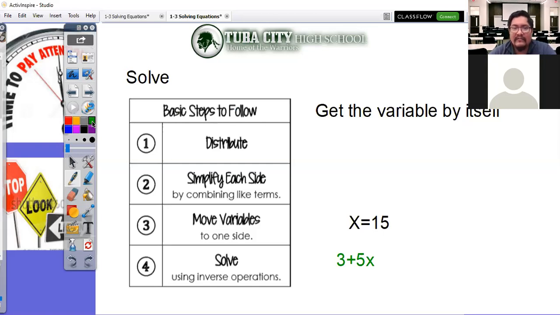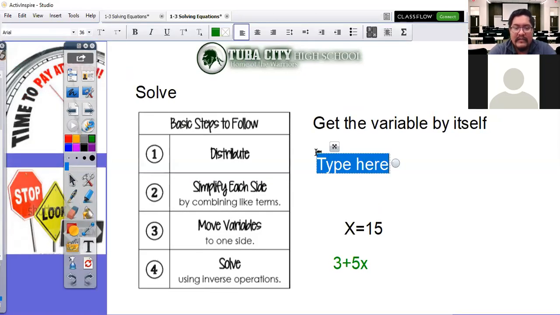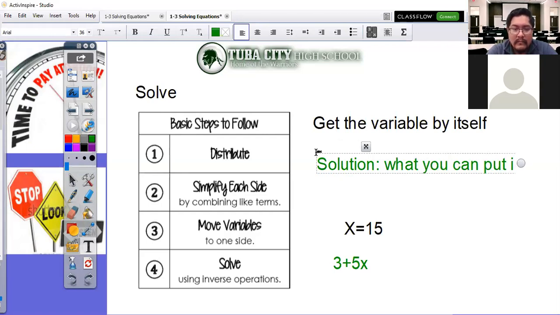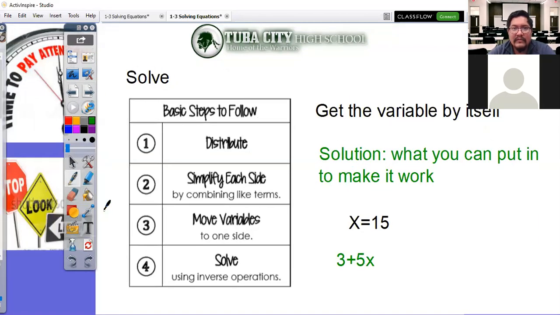It only needs to be solved if there is a variable and you are trying to find out what that variable is. In that case, let me go ahead and put another thing in there, and that is solution. So a solution is what you can put in to make it work. Again, just like my vehicle example, there are certain parts that you would need to replace to have different effects on your vehicle. So that's what the solution is.